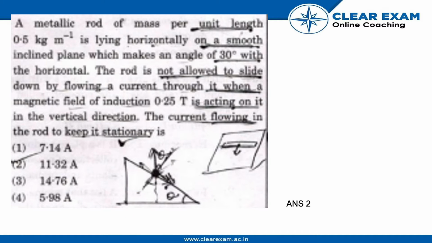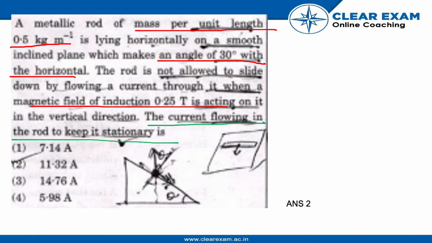So like always we will underline a few things. We have mass per unit length which is 0.5, and then we have the angle which is 30 degrees with the horizontal, and then we have the magnetic field of induction which is 0.25, and then lastly we have to find the current flowing. And the correct answer according to the question is the second option, 11.32. Now let us see how.